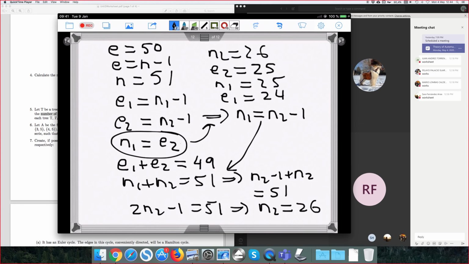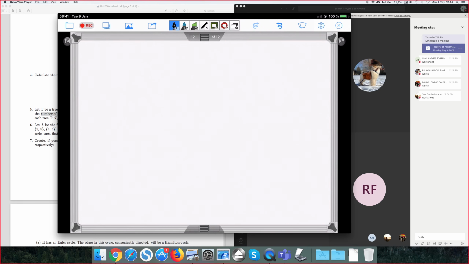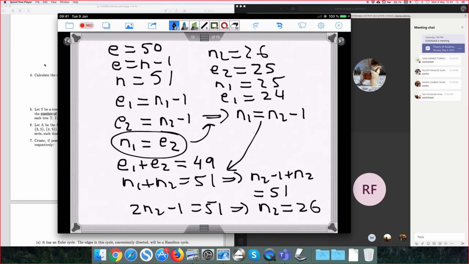So this is a way of solving this exercise. You can do it in a different order, but you will obtain the same solution. Okay? Any question with this exercise? Well, let me keep it here. Any question?